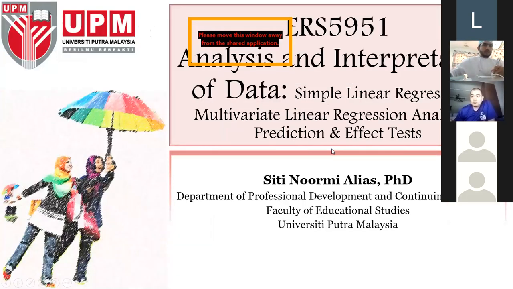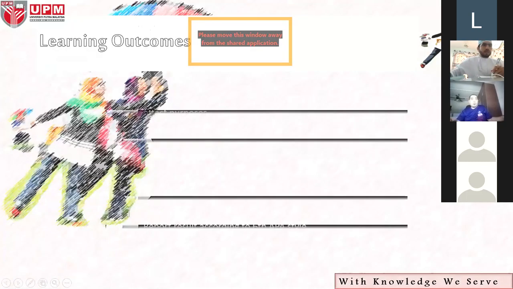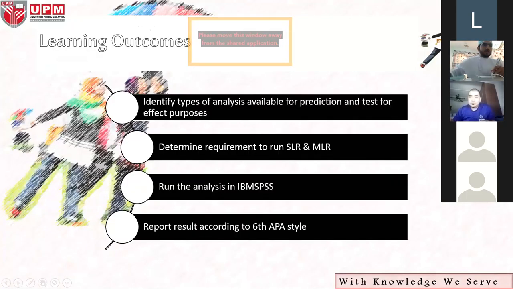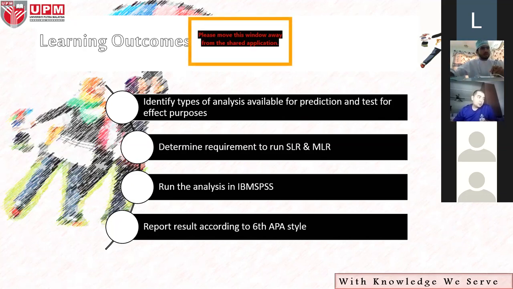Okay, so this topic now is regarding simple linear regression and multiple linear regression. So these are the LO. To identify the types of analysis available for prediction and test for effect purpose. To determine the requirement to run simple linear regression and multiple linear regression. And then run the analysis in IBM SPSS and report the result according to the 6th edition APA style.